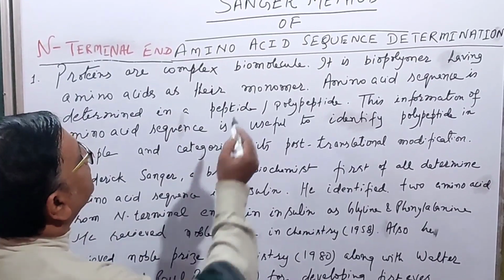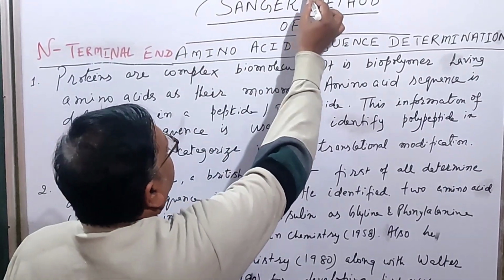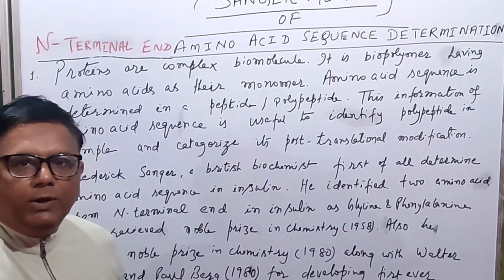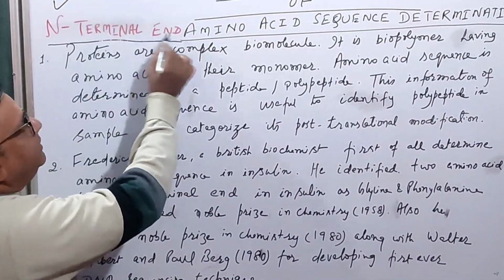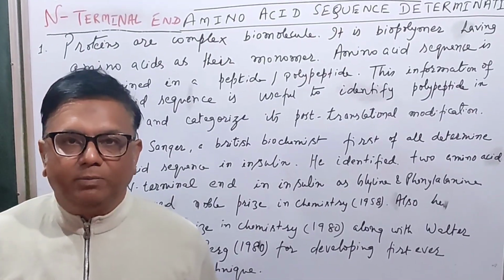In this video I will talk about Sanger's method of amino acid sequence determination from the N-terminal end in a polypeptide.